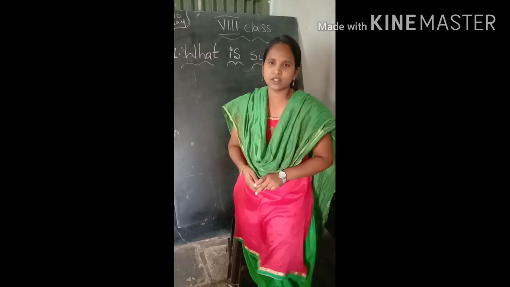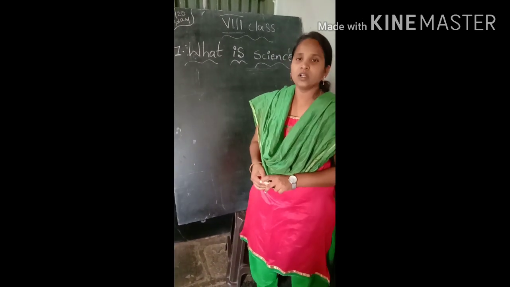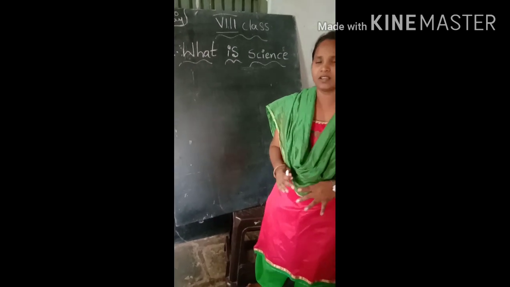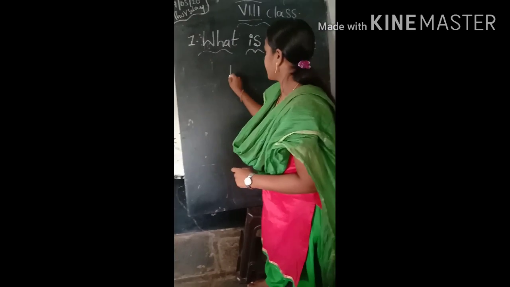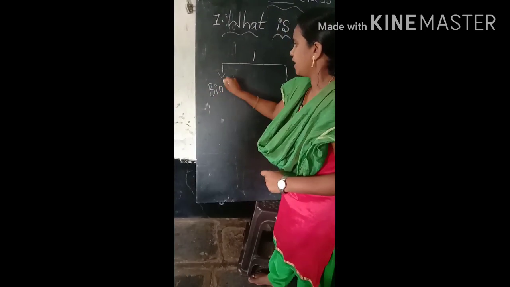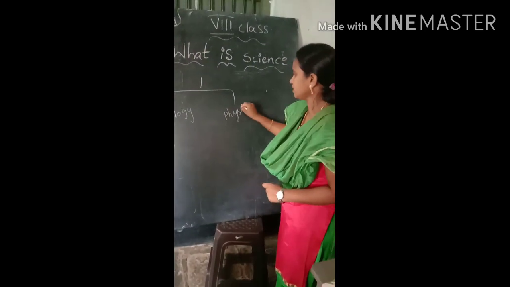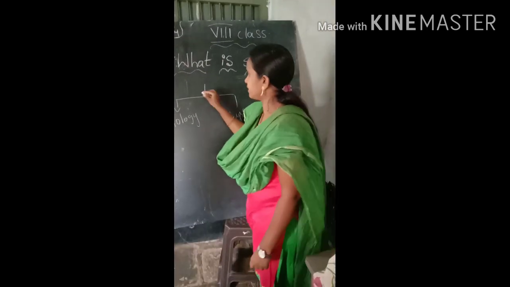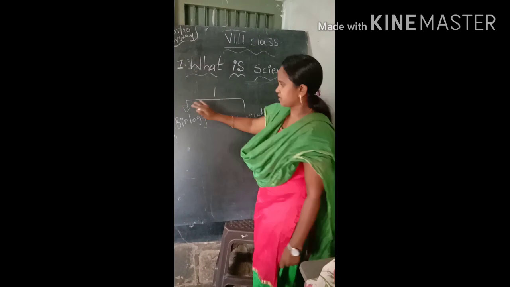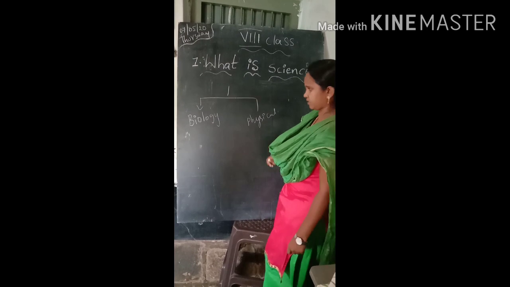Students, till now, in 7th class, you studied science as one subject, but now science is divided into two parts, that means two subjects. One is biology and the next one is physical sciences.